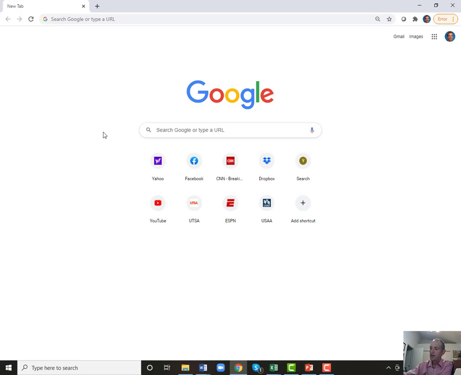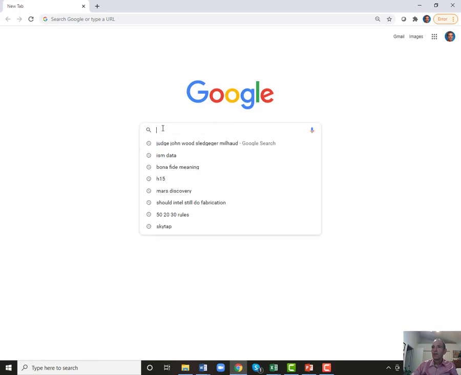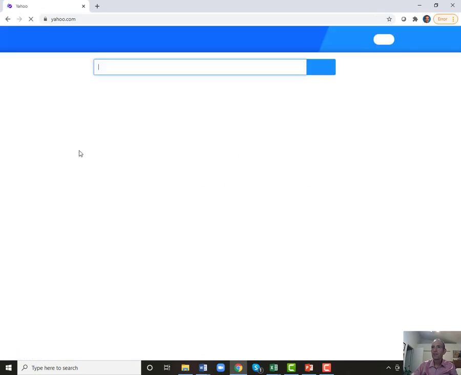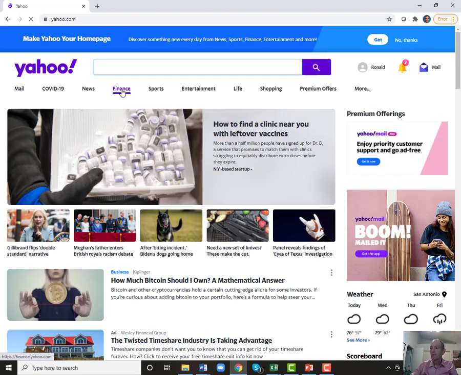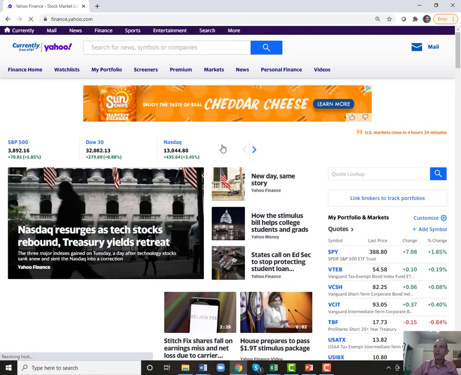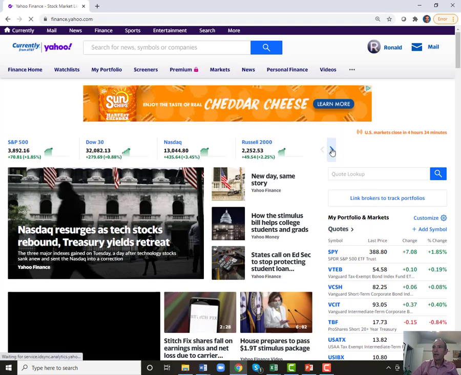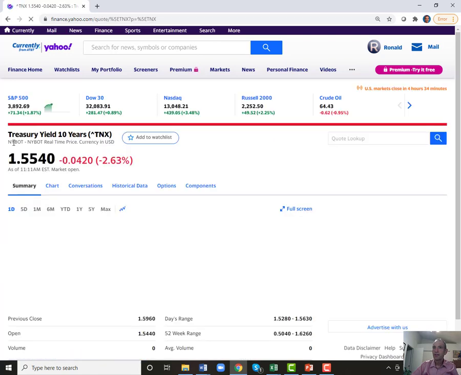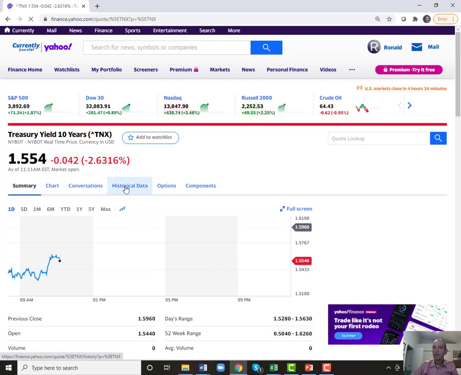So how do we get the 10-year Treasury? You can go into, wow, the S&P is really rallying today. You can go into Yahoo Finance and just go over until you find the 10-year Treasury. There's the 10-year bond right there. This is the actual yield on the 10-year Treasury, so we'll actually use that yield. We'll get historical data.